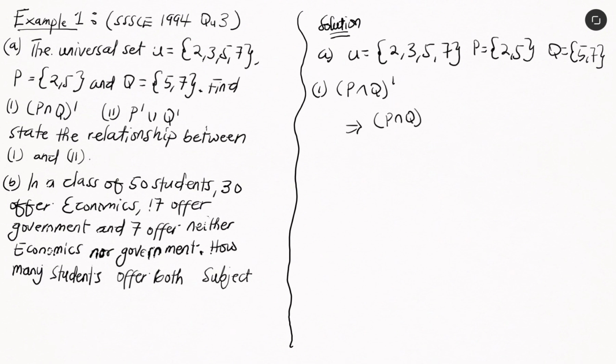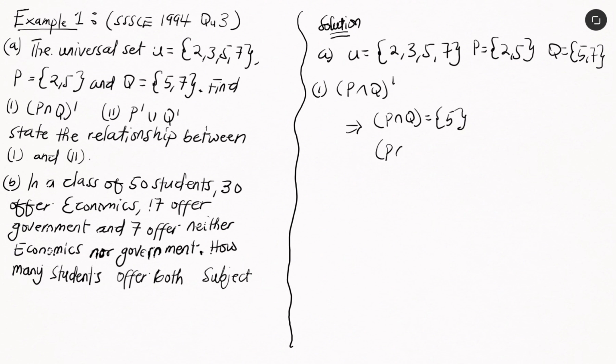Now to find P intersection Q prime, we need to first of all find P intersection Q. So P intersection Q means what? You look at P, you look at Q, the number that is common for both of them becomes P intersection Q. So if you look at P, we have 2, 5, and then Q, we have 5, 7. The number that is common between these two sets is 5. So P intersection Q is 5 over here.